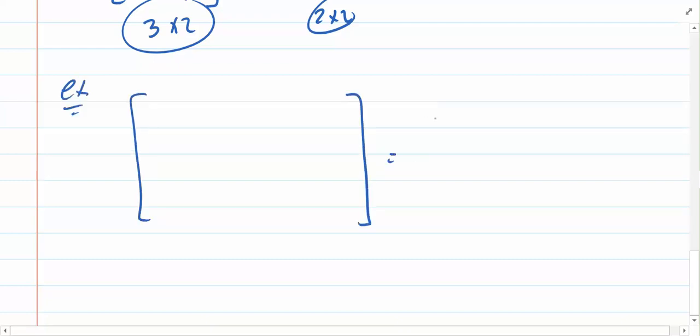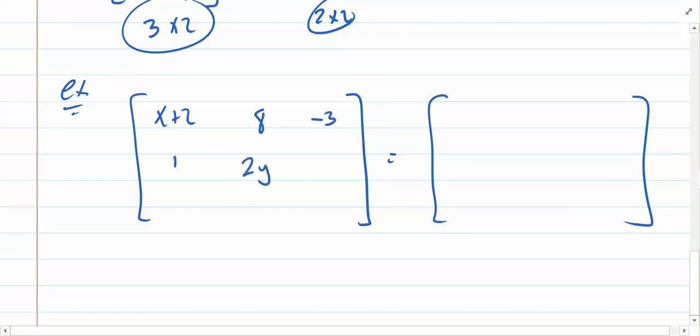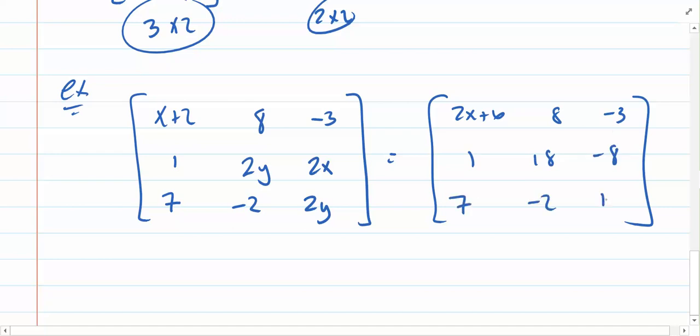So I'm gonna give you two matrices here. The first is x plus 2, 8, -3, 1, 2y, 2x, and then 7, -2, and 2y. The second one is 2x plus 6, 8, -3, 1, 18, -8, 7, -2, and 11. If you have this information, can you figure out what x and y are? So I'm asking you to find this, this, this, and this.